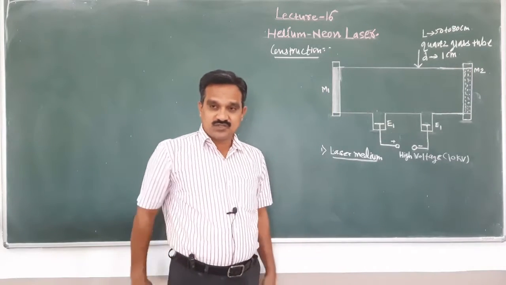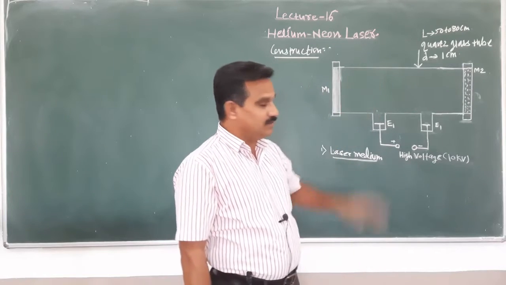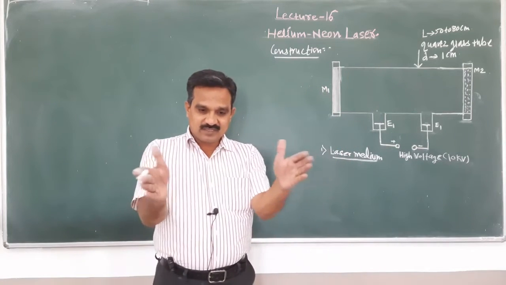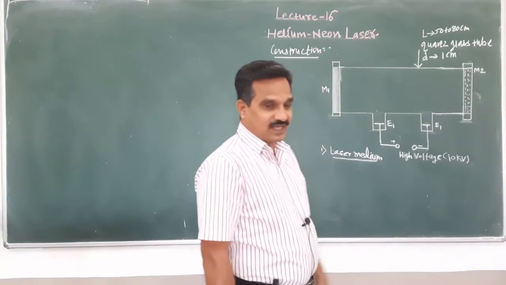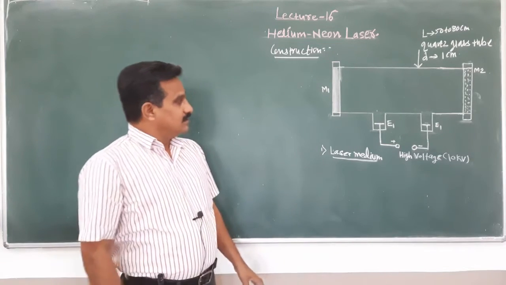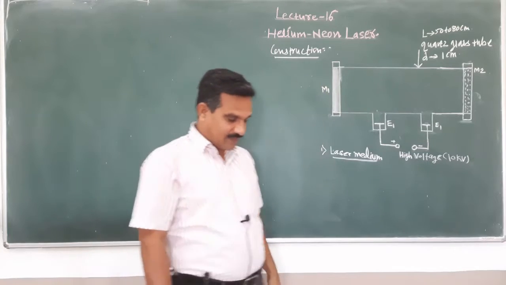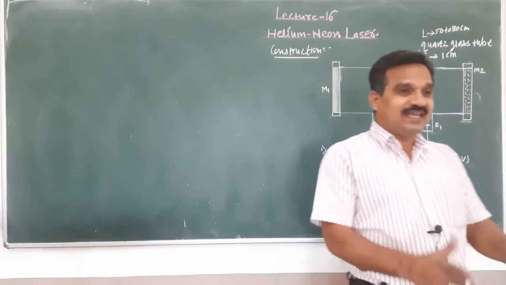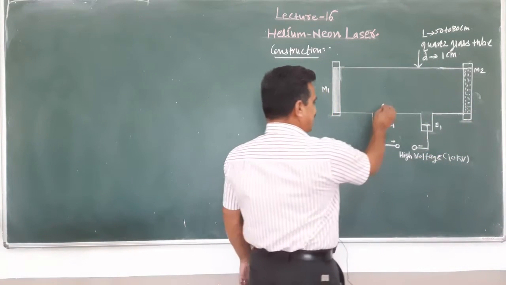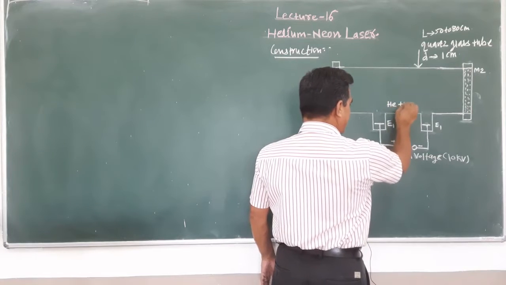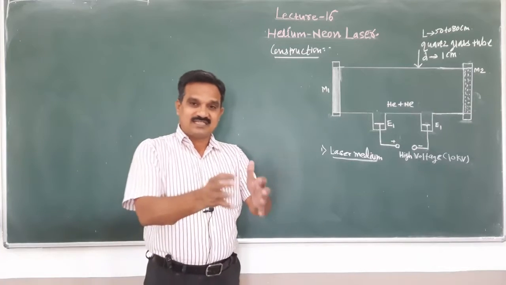So a quartz glass tube is used, its length is 50 to 80 centimeter, and the tube is narrow because its diameter is 1 centimeter. Within that quartz glass tube, a mixture of helium and neon gas is filled.